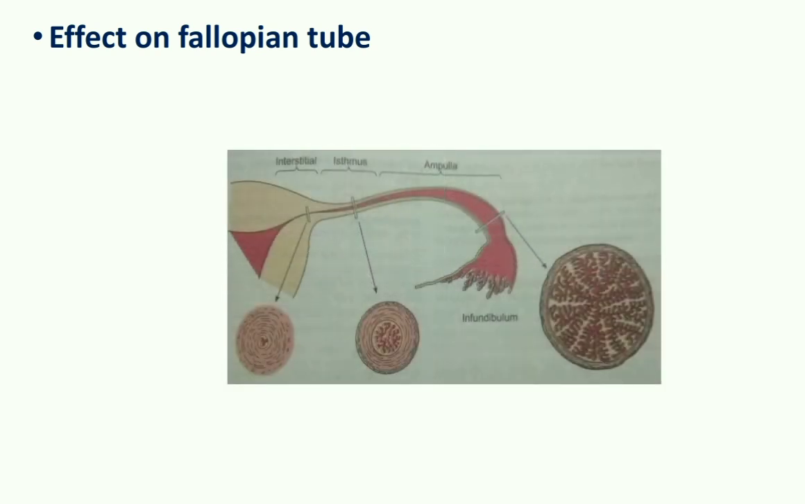Then the effect on the fallopian tube. It increases the number and size of epithelial cells present on the mucosal lining of the fallopian tube. It also increases the cilia movement and enhances the proliferation of glandular tissue in the fallopian tube. This is the fallopian tube, and this is the fimbriated end. This is the infundibular part, which lies in close contact with the ovary. This is the ampulla, isthmus, and the interstitial part.